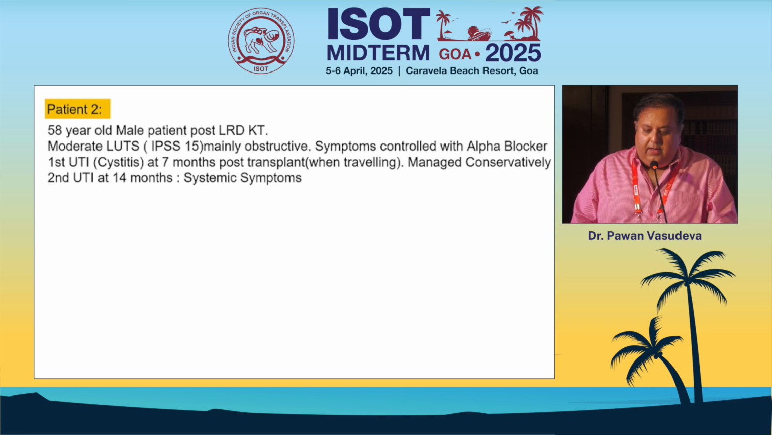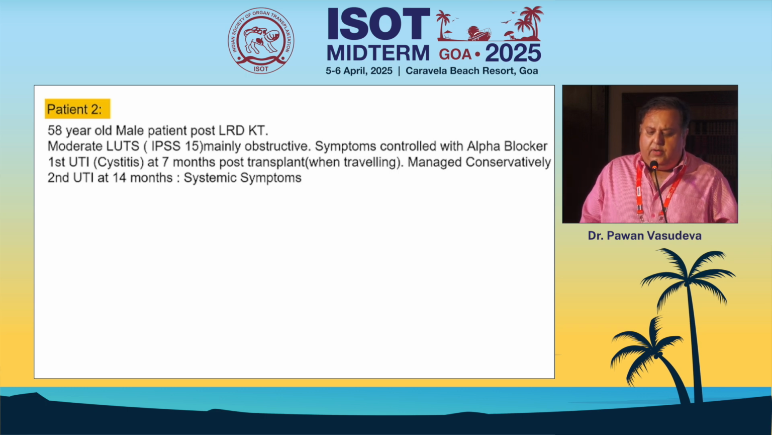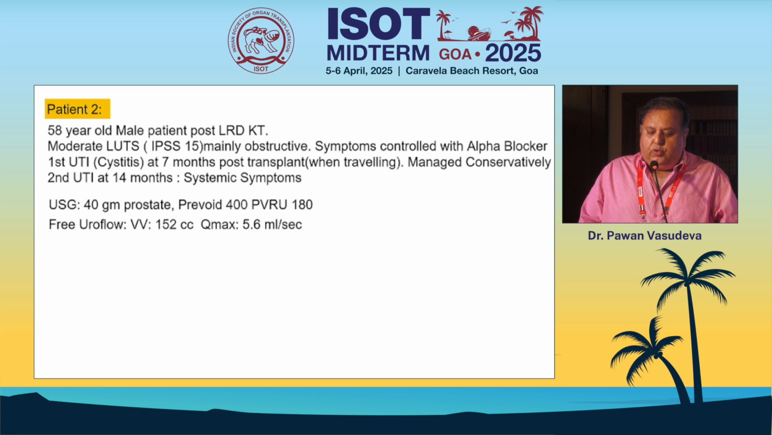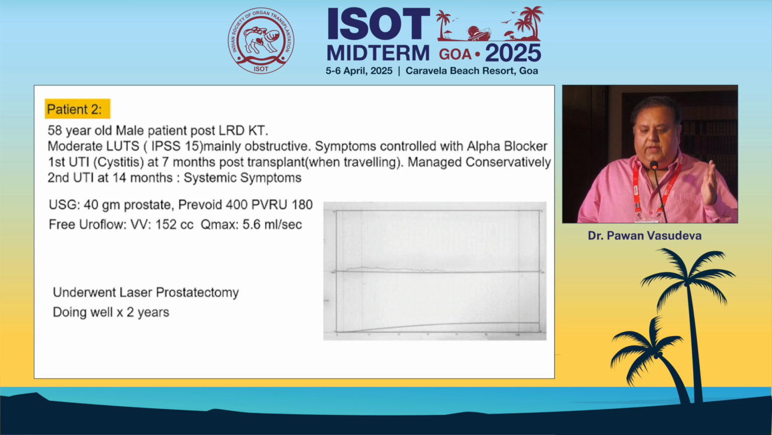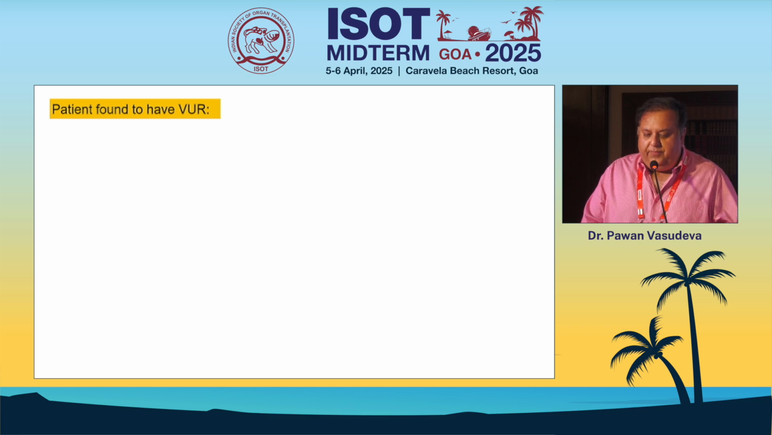This was another male having moderate obstructive symptoms but controlled with an alpha blocker. He had a cystitis, and then a second cystitis at 14 months with systemic symptoms. So we evaluated. Post-void residual urine was 180 cc, pre-void was 400, poor flow. He underwent a prostate procedure, again doing well. So if somebody is having recurrent infections, you need to see if there is something happening.